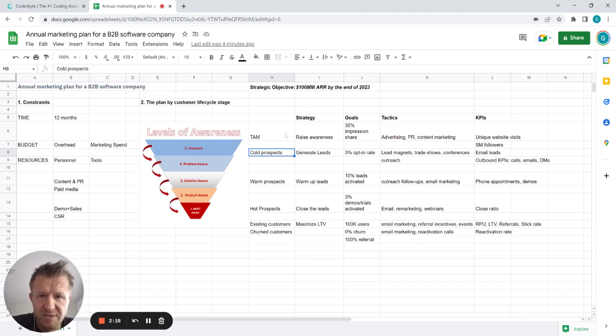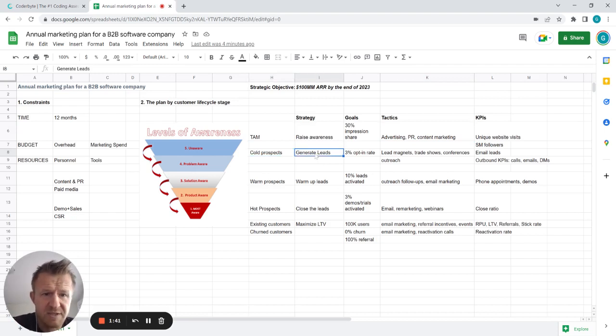So the strategy by phase, for the total addressable market, the coldest top of funnel, is to simply raise awareness. And as a goal, arbitrarily, I chose 30% impression share just based on the paid media platforms that I have experience with. Typically, you never get 100%, so 30% is a good number to aim for. The tactics utilized here will be advertising, PR, content marketing, and the KPIs will be things like unique website visits and social media followers.